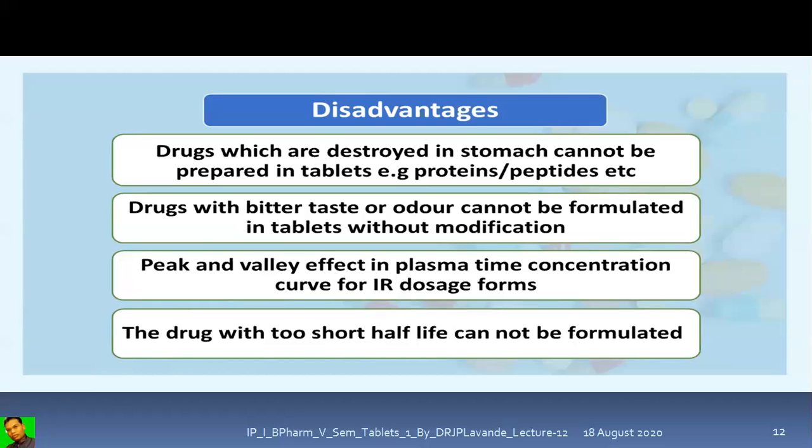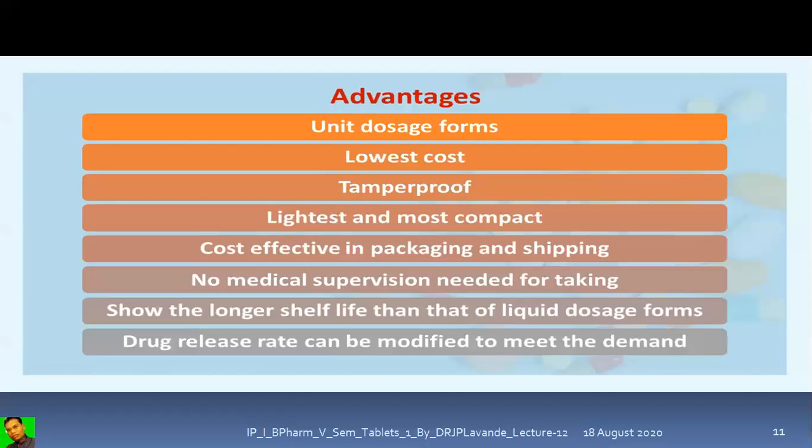In addition to all these, if the patient is uncooperative or comatose, in that condition we cannot use the tablets as the person is unable to take the tablet. In case of dysphagia, where there is difficulty of swallowing, we cannot go with the tablet kind of dosage form. If there is vomiting, in that case also we cannot give the tablet dosage form. So all these are the disadvantages associated with the tablet in addition to all these advantages.